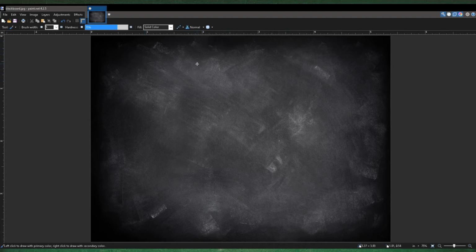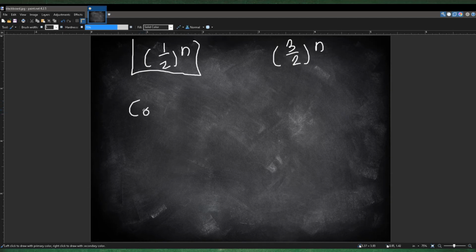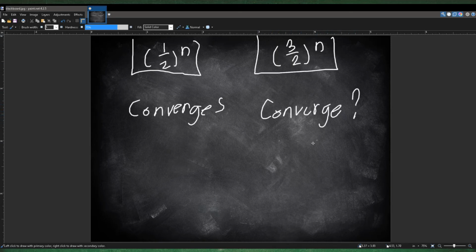So let's try something similar to 1/2 to the power of n, right? Let's say we have 3/2 to the power of n. So is this converging or is this diverging? Well, since we covered the last one and said it's converging, right? So this one converges. Wouldn't this one converge? Right? Would this one converge?